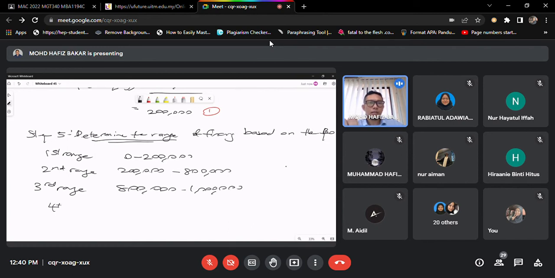Okay, and then the last range, which is the 8th range, more than 1 million. So this is the range. Okay, step number 5, you need to identify the range.